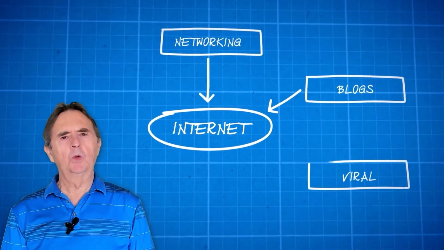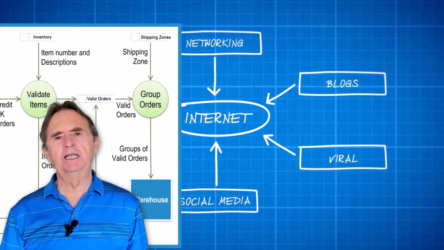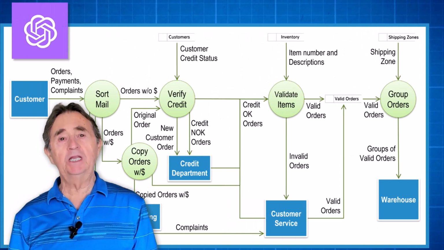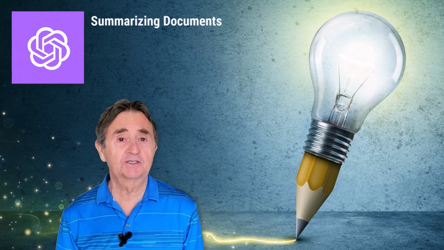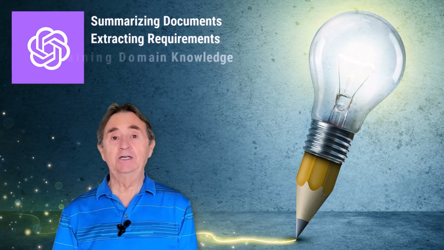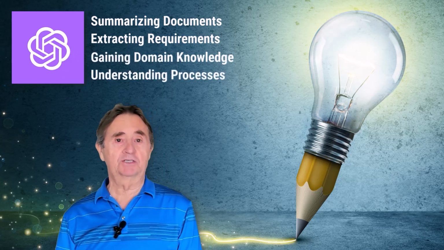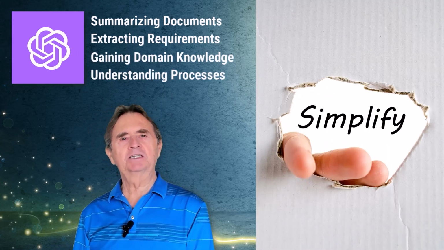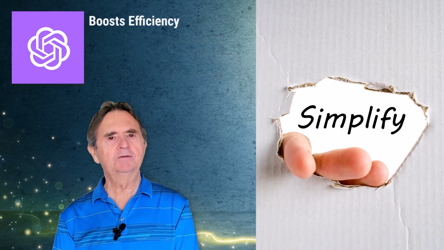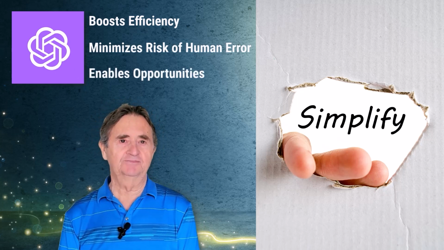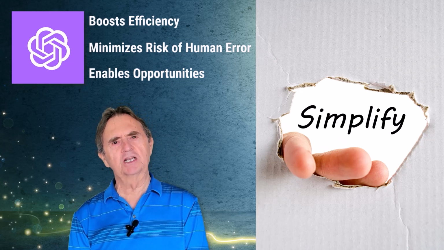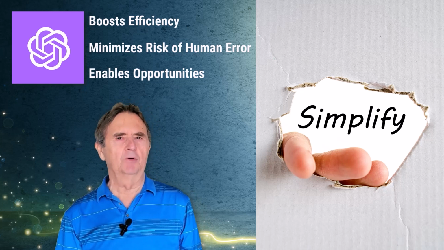In the previous lesson, we discovered how ChatGPT can interpret a data flow diagram, showcasing its ability to read and describe complex visual information. In this lesson, we'll uncover more of its capabilities. ChatGPT excels in summarizing documents, extracting requirements, gaining domain knowledge, and understanding business processes. By simplifying complex tasks, ChatGPT boosts efficiency, minimizes the risk of human error, and enables opportunities for more strategic tasks. Now, that leads to better informed decisions, enhancing the overall effectiveness of business operations.